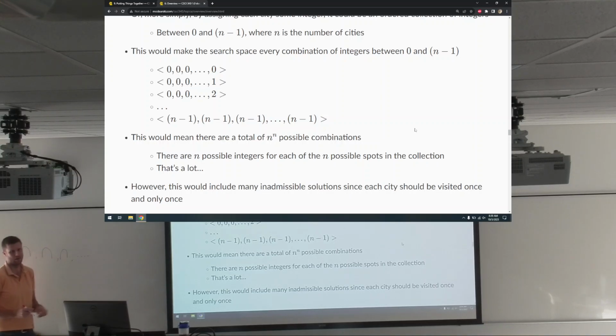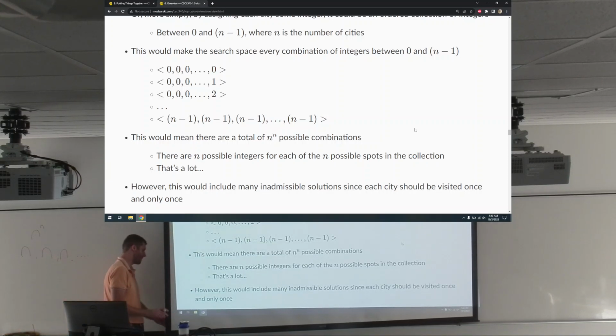Isn't that assuming you can have the same city? Yeah, that's exactly what we're talking about here. This is the search space. But wouldn't that be for the same city every time? Well, it could happen. Right? So, what is this? Well, how many n's do we have? Well, that's n times n times n times n times. So that's n to the n. That's a big number.